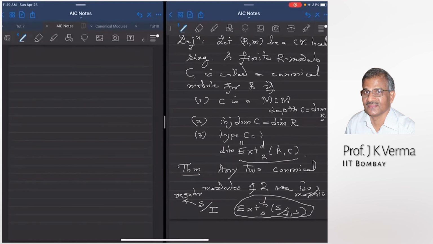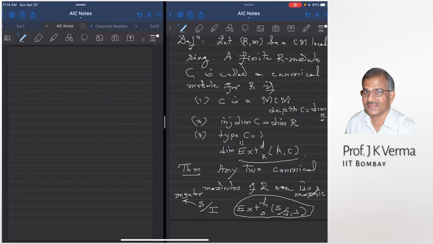And that is the whole trick: how the Ext modules behave when you go mod a non-zero divisor, and how we can lift the uniqueness of a canonical module by applying induction on the dimension.